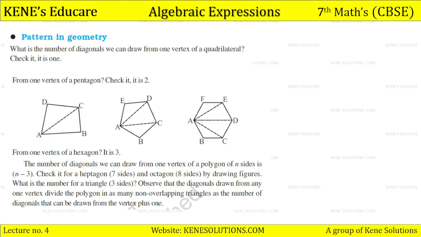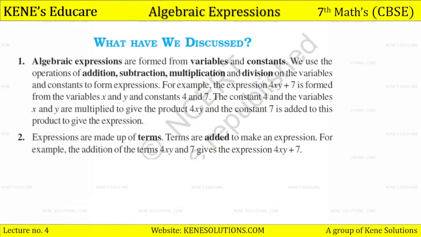sides is n-3. So check it for the heptagon with 7 sides and the octagon with 8 sides by drawing the figures. Draw the figure and identify. So what is the number of triangles? The number of triangles is 3. Observe that diagonals drawn from any one vertex divide the polygon into as many non-overlapping triangles as the number of diagonals that can be drawn from the vertex plus 1.